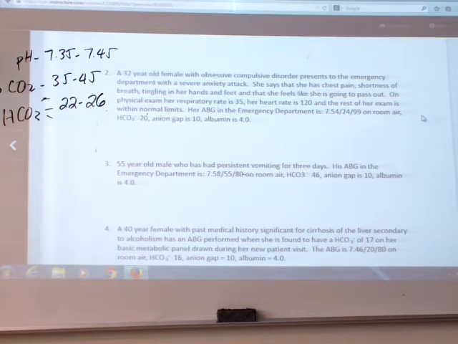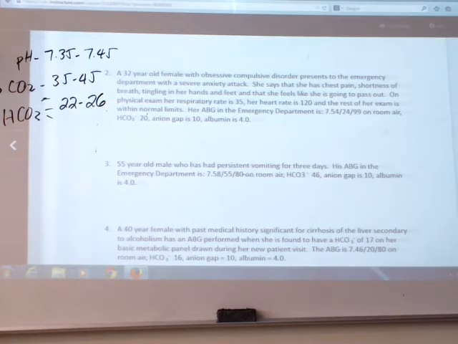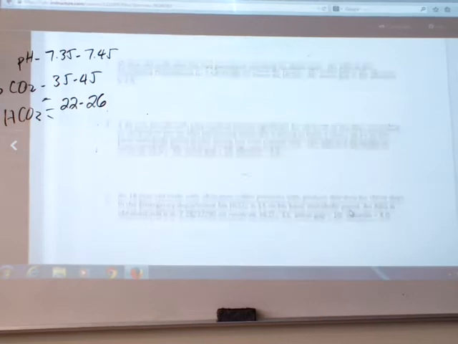Because the patient is vomiting, you don't say respiratory. A vomiting baby does not have a respiratory problem, right? So it's metabolic what? Alkalosis compensating. Compensating. Very good. Why not compensated? Because the pH is still abnormal. Very good. Next.